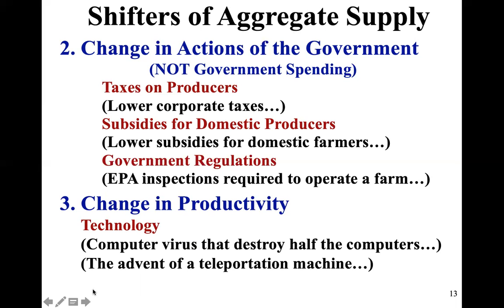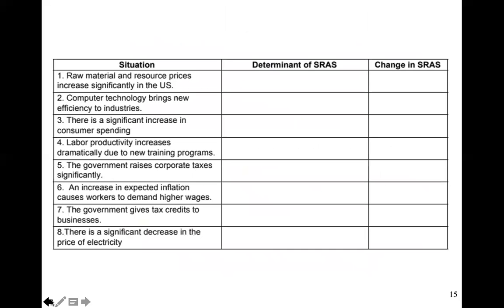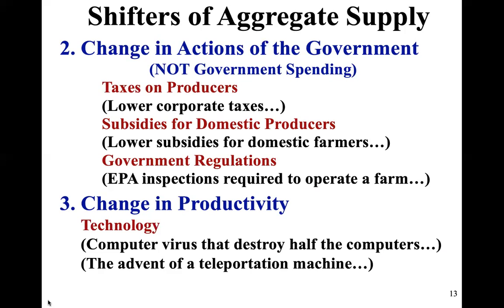Okay. On the other hand, if down there at the MIDI Robotics Lab, they invented a brand new teleportation machine, then that would drastically increase productivity of companies across the whole economy, and that would increase aggregate supply to the right. Okay, so those are the shifters of aggregate supply, and we will keep building this model and put AS and AD together next time.